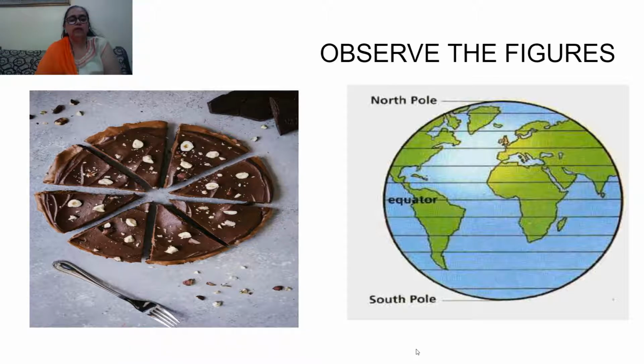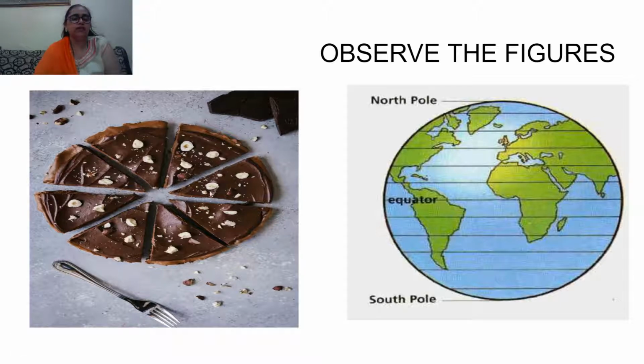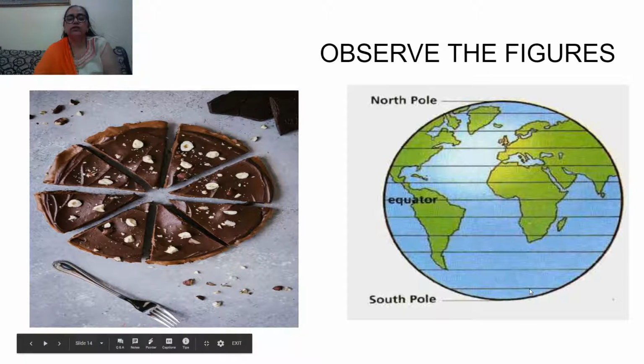Now we compare the two circular regions in the manner in which they are cut. We see here that the cake is cut through the diameters. There are 4 different diameters drawn and 8 pieces are made. If we cut this figure through the equator, then we'll get 2 semicircular regions.